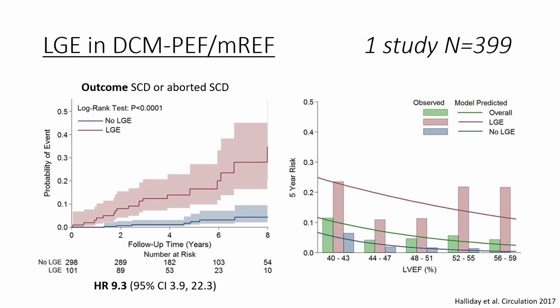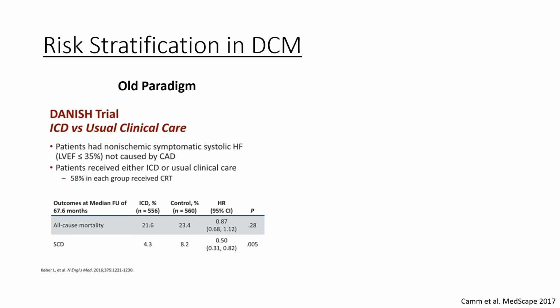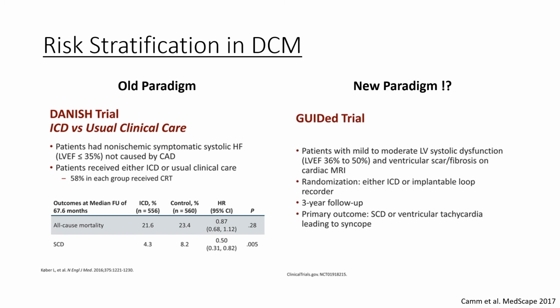And this is really leading us to a paradigm shift where in the past we've used ejection fraction as the sole cutoff to inform risk stratification for sudden cardiac death and defibrillator placement. As seen in the Danish trial, this turns out not to be the most discriminatory approach, because if we use this approach, we actually don't really achieve much of a mortality benefit at all with our defibrillators.